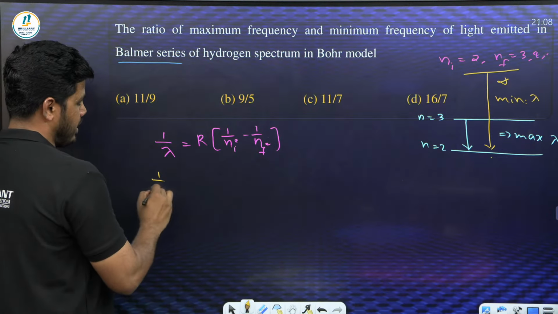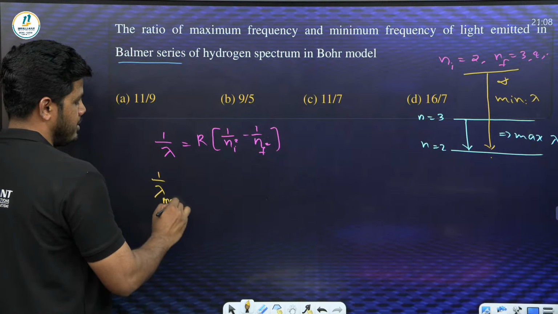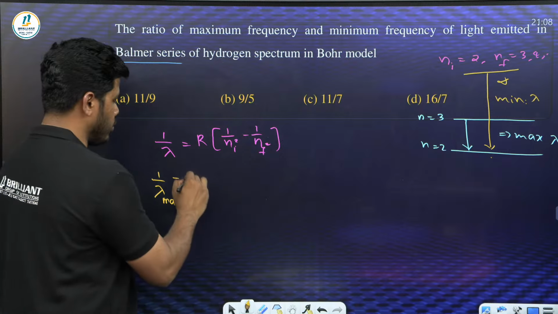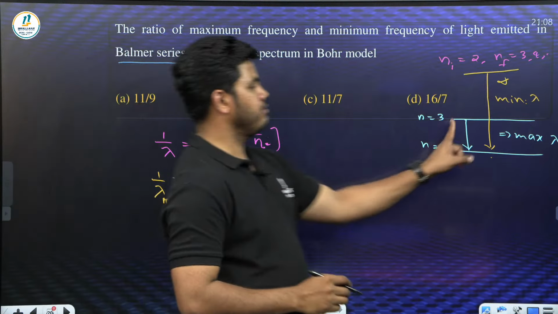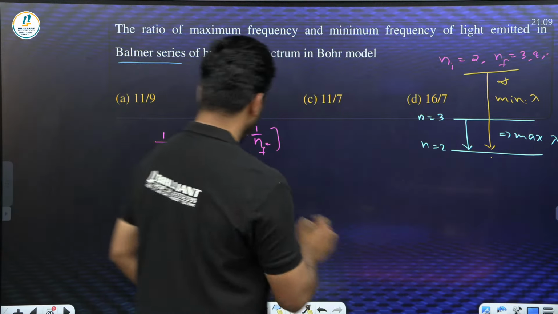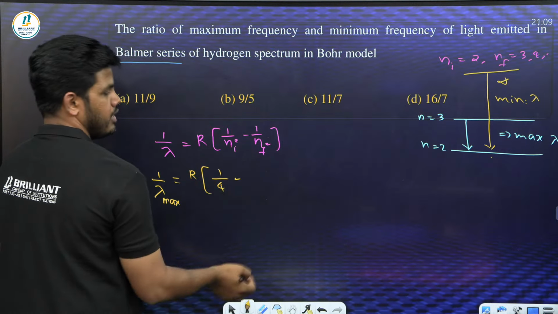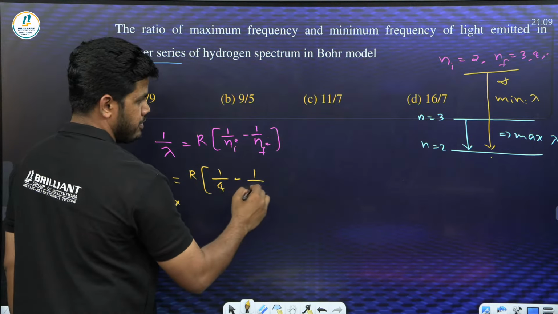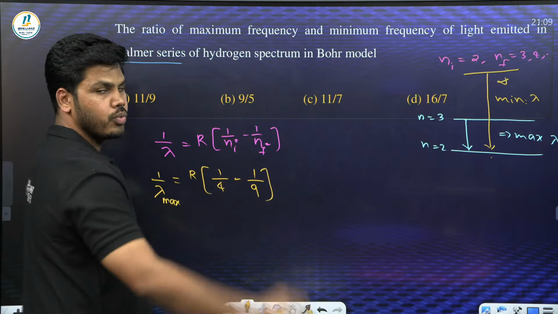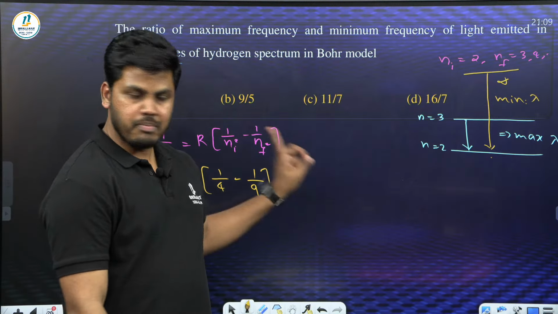If I go for 1 by lambda max, what is 1 by lambda max? R into, for maximum wavelength we have transition 3 to 2, right? So 1 by Ni square, Ni is 2, so 1 by 4, minus 1 by Nf square, that is 3, so it is 1 by 9, right? Yes, this is for the maximum wavelength.